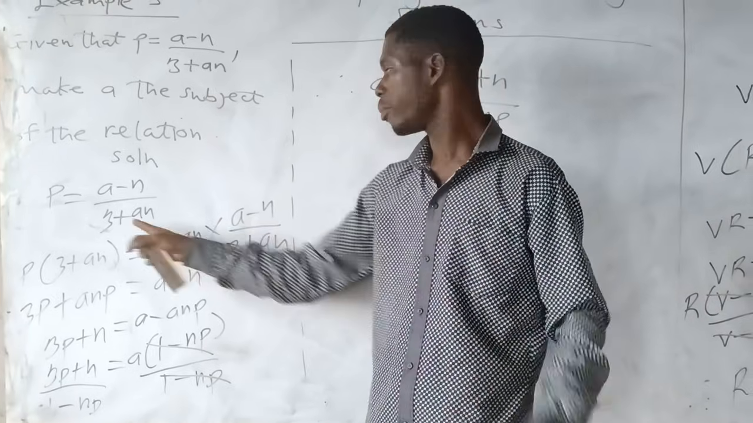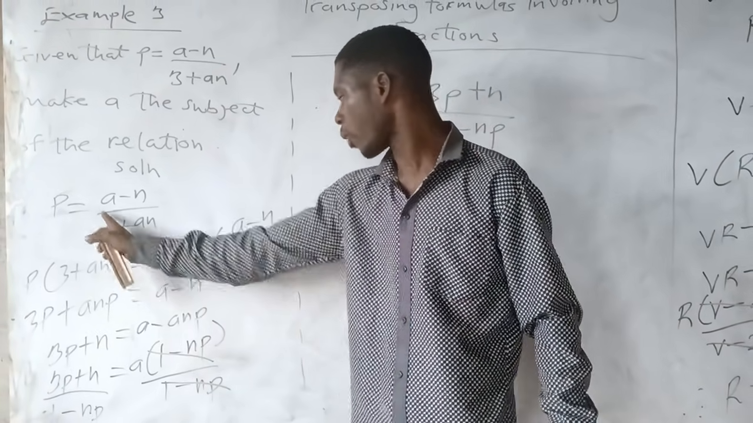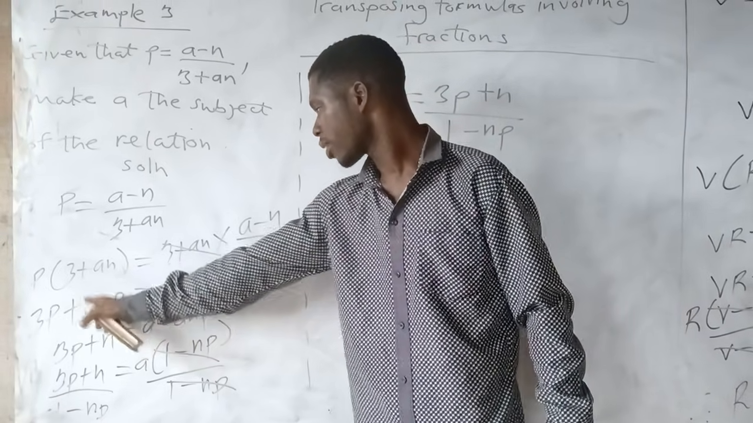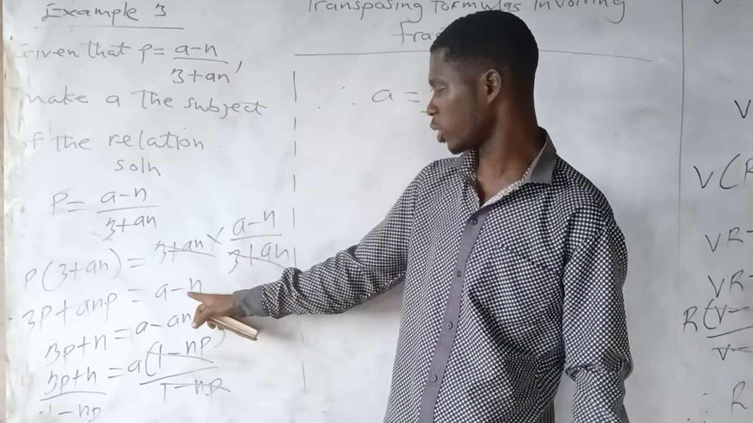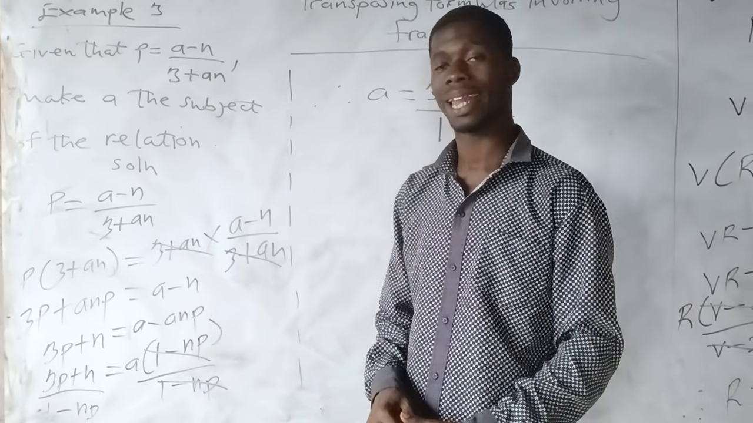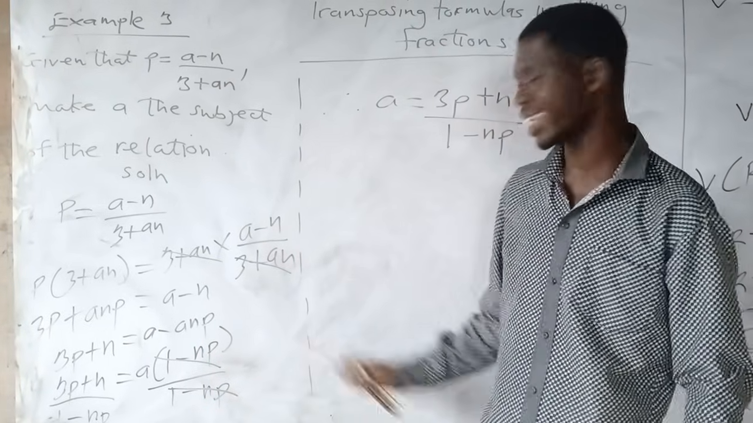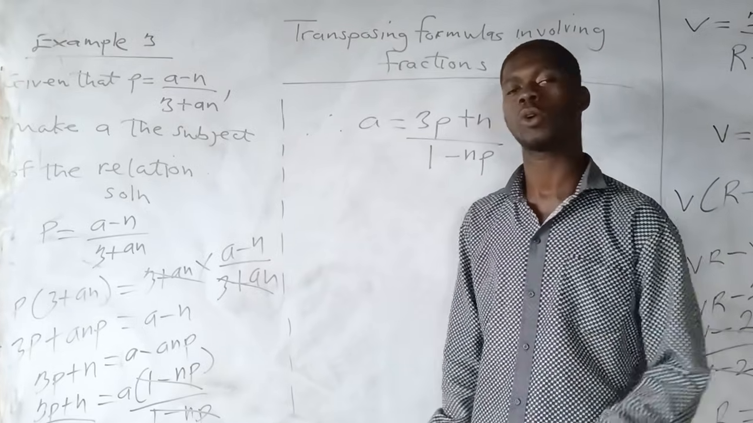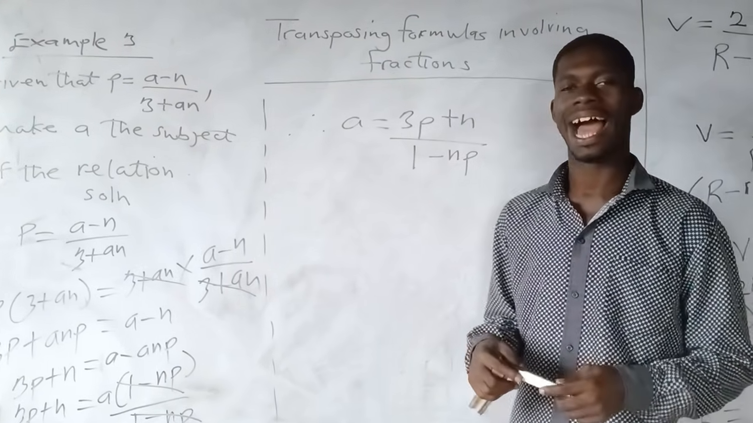You multiply each term by this denominator. So you multiply that one by this one, and for here you expand the bracket, and this one cancels this one. So we are left with this one. Then you group the like terms. Then after that you factorize the A out and divide both sides of the equation by the coefficient of the A. Then you arrive at the right answer.